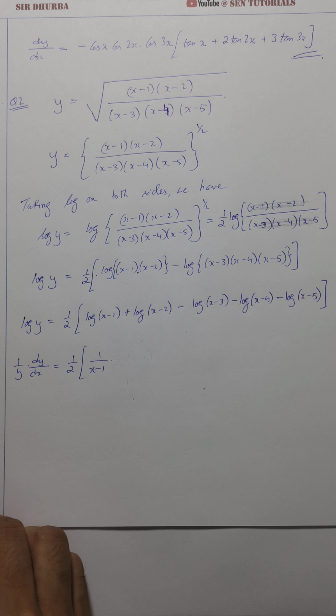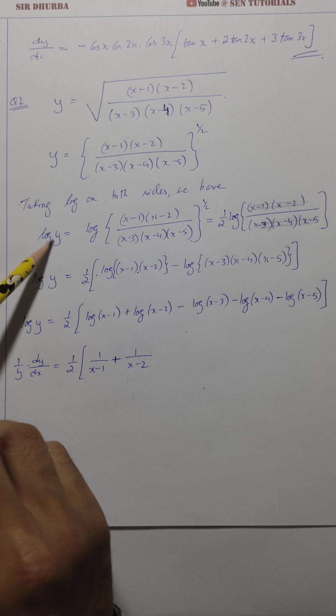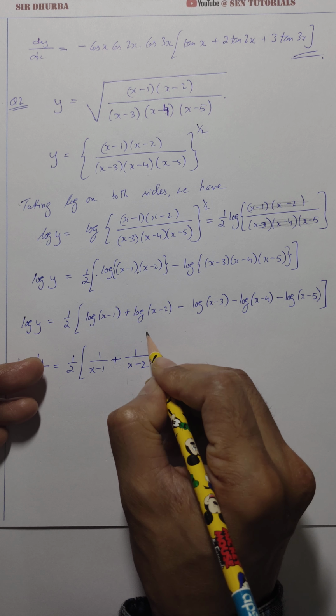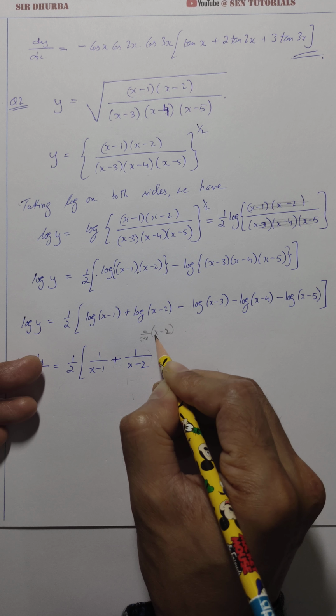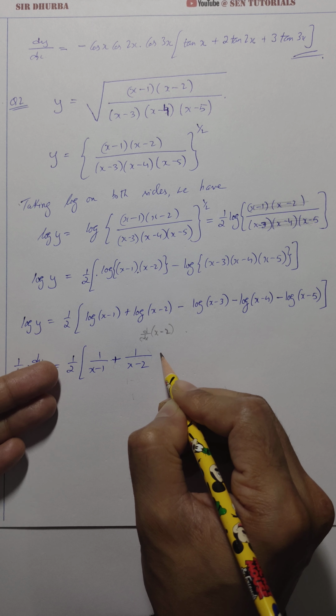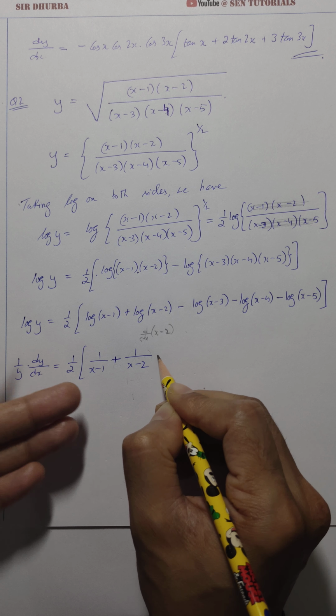So got my point, right? Or should I write? No, I'll not write. Plus here also 1 by x minus 2. Here also, if you just proceed with the chain rule, what will be the differentiation of x minus 2? Differentiation of x minus 2 will be 1 minus 0. That's again 1. So again no new term will be introduced.